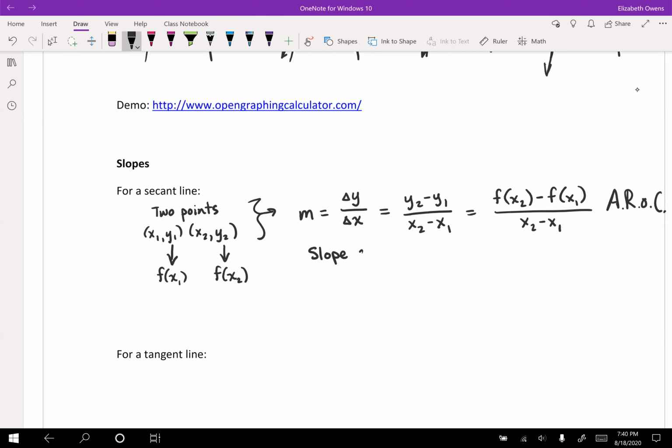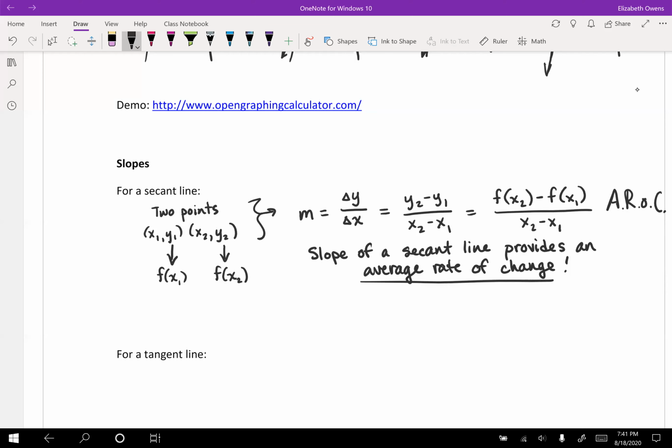The slope of a secant line provides an average rate of change for the function. Okay, so that is really good to know.